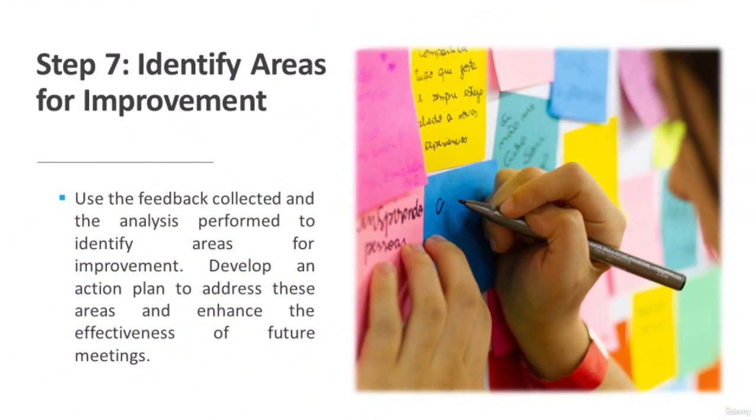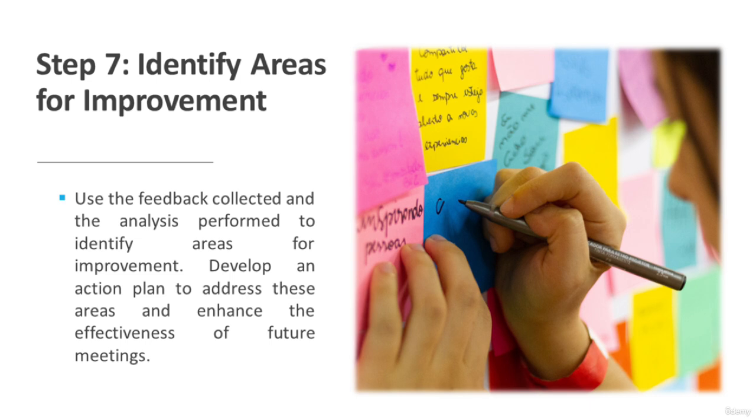Step number 7. Identify areas for improvement. Use the feedback collected and the analysis performed to identify areas of improvement. Develop an action plan to address these areas and enhance the effectiveness of future meetings.